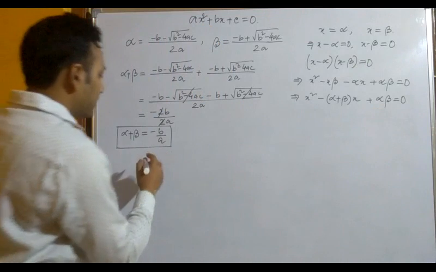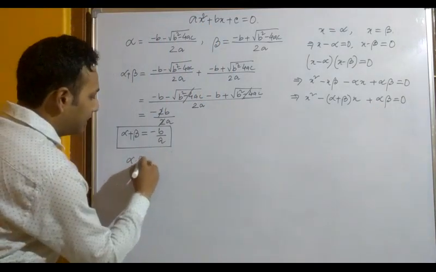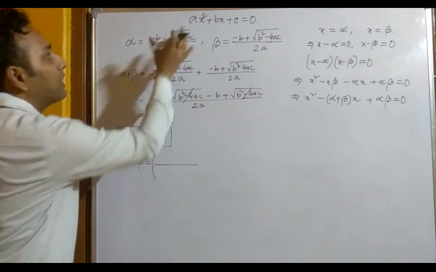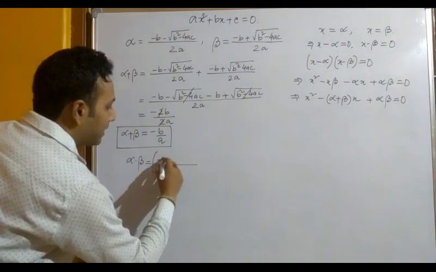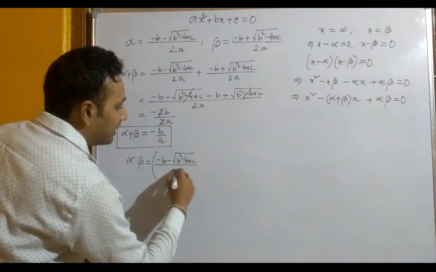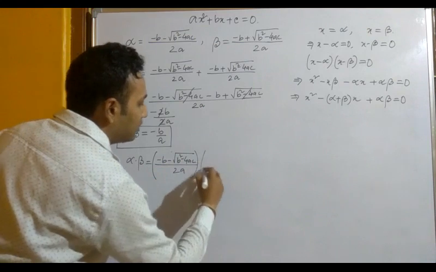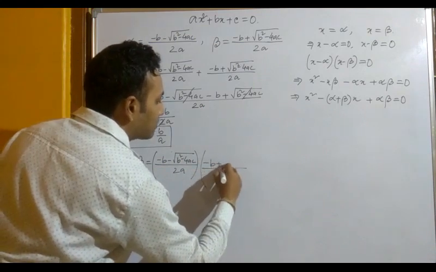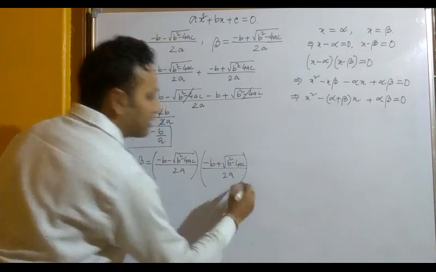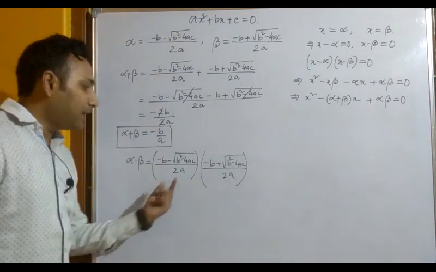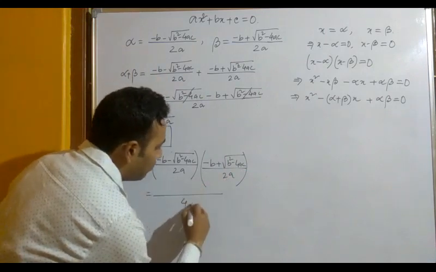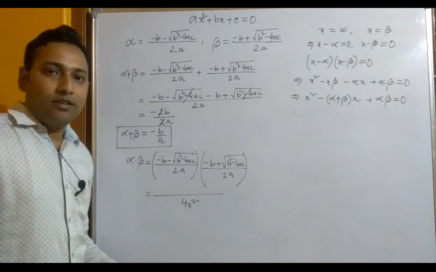So the product of the roots is α into β. If I take α into β, I have to multiply these two roots. So it will be (−b − √(b² − 4ac)) / 2a into (−b + √(b² − 4ac)) / 2a. Now if we multiply the denominators 2a and 2a, I will get 4a².